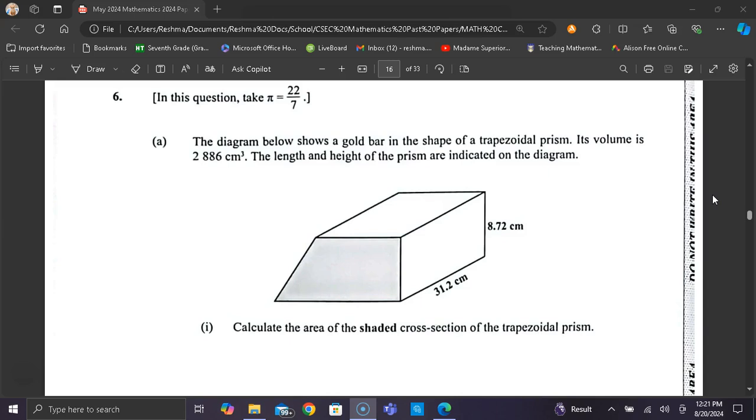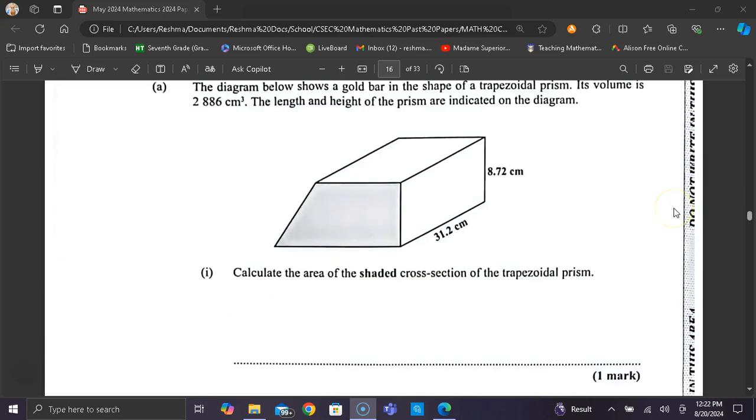This is from, of course, May 2024, and we're on question 6. So in this question, we're supposed to use pi as 22/7. So part A, the diagram below shows a gold bar in the shape of a trapezoidal prism. Its volume is 2,886 cubic centimeters. The length and height of the prism are indicated on the diagram. Part 1, calculate the area of the shaded cross-section of the trapezoidal prism.